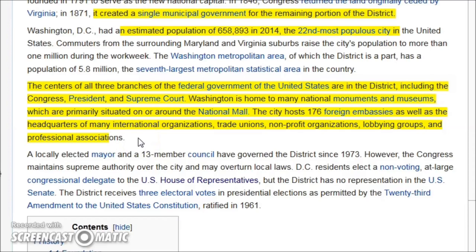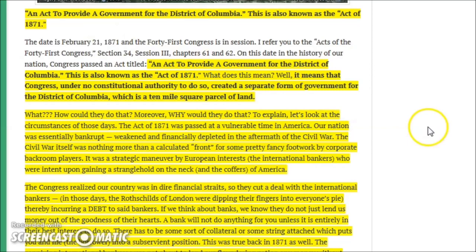All right, so I want to click over here and give you how District of Columbia, Washington, got its name. But first, let's talk about what the act provided. This was the Organic Act of 1871, an act to provide a government for the District of Columbia.